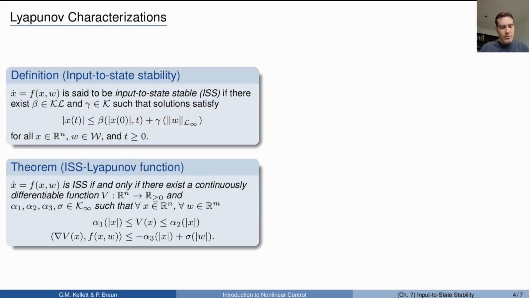Okay, if we want to show input to state stability, as we have done in the case of asymptotic stability for nonlinear systems, then one way to do that is to define a corresponding Lyapunov function. Similarly, this is the case for input to state stability, meaning there are input to state stability Lyapunov functions which characterize the ISS property.